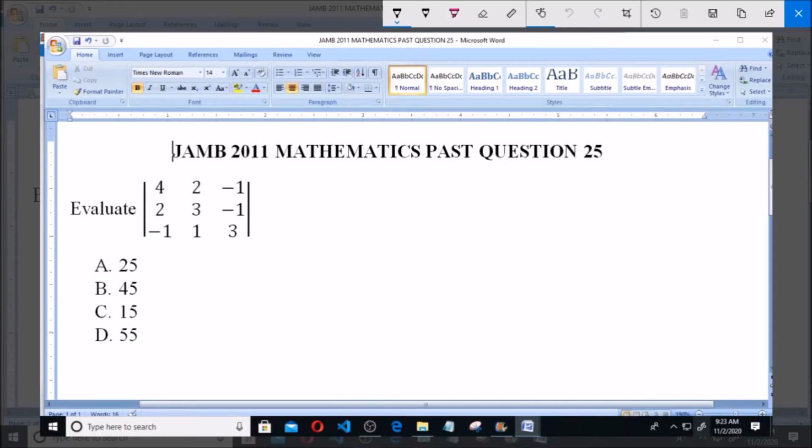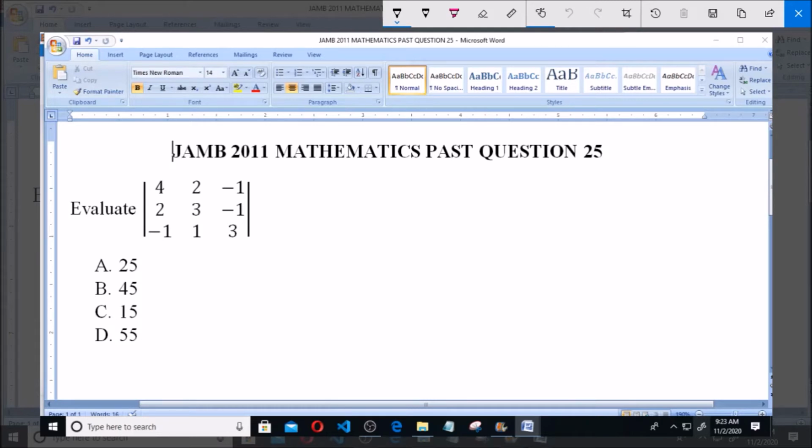I will be answering JAMB 2011 Mathematics Past Question 25. Evaluate a 3 by 3 matrix of 4, 2, minus 1, 2, 3, minus 1, minus 1, 1, 3. A, we have 25, B, 45, C, 15, and D, 55.